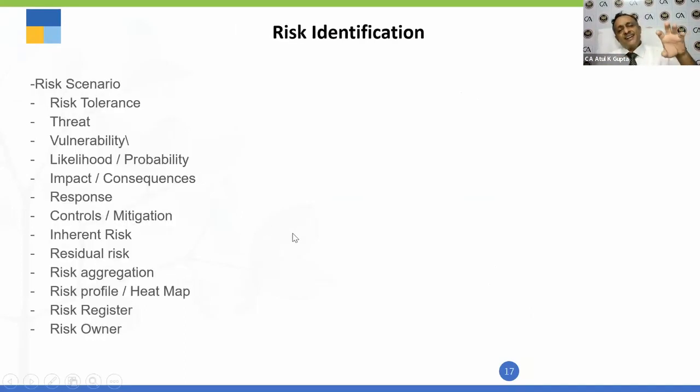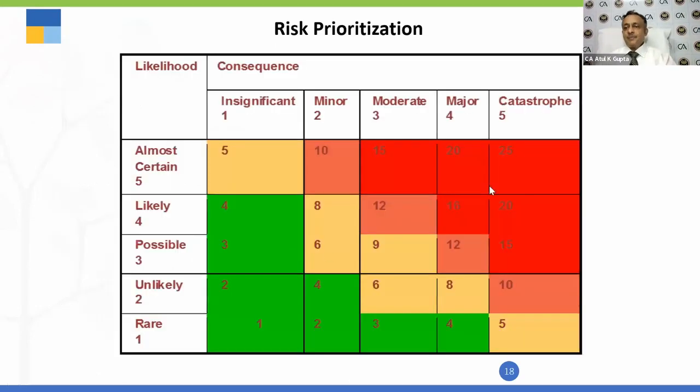Then these are risk scenarios, what can happen, what can go wrong. Risk tolerance, threat, vulnerability, likelihood, impact, responses that include controls, inherent risk. It is always going to exist like that. So these are the words. I'm not defining them. We'll do it practically. This is important. Just have a look at the chart, and now we'll go to the practical session.